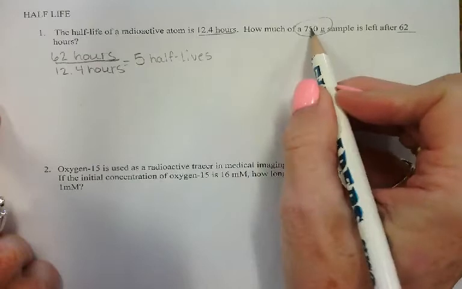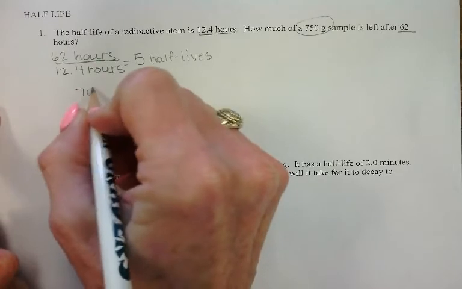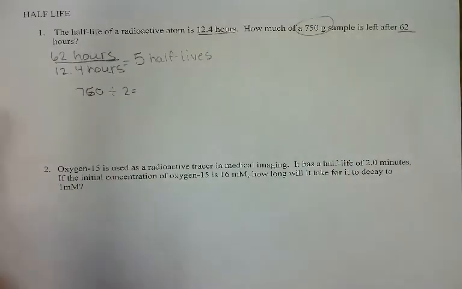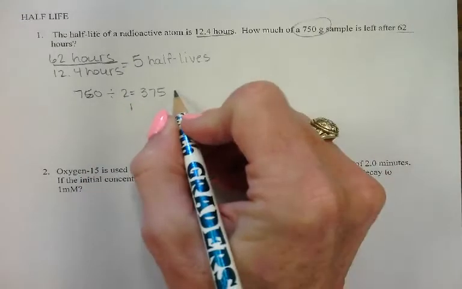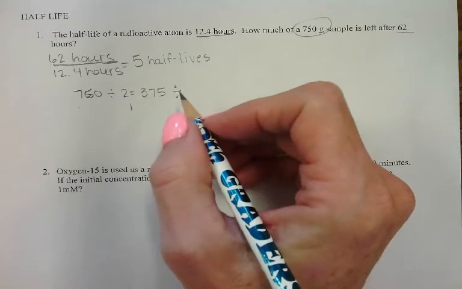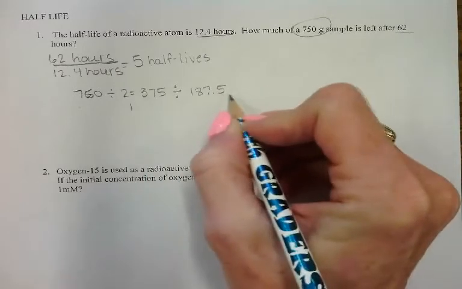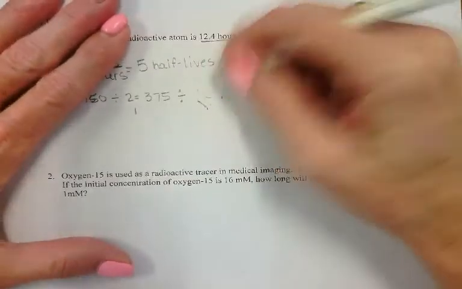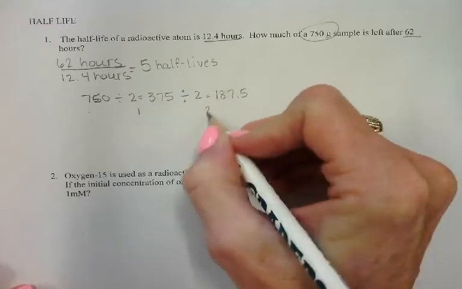Okay, how much of the 750 gram sample is left over after 5 half-lives? So we're going to divide 750 by 2 5 times. So there's 750 divided by 2 is 375. Okay, that was 1 half-life. 375 divided by 2, oh golly, I messed up there for you. Divided by 2 is 187.5. Okay, that's my second half-life.